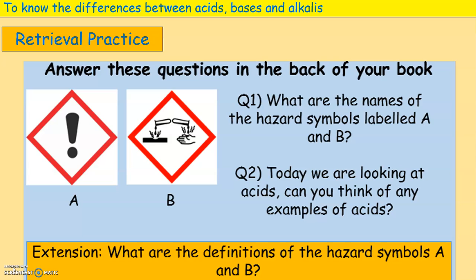So we've got a retrieval question here, and this is what it's asking you to do. It's asking you to tell us what these acid symbols actually mean. One is labeled A, one is labeled B. What do you think it is?